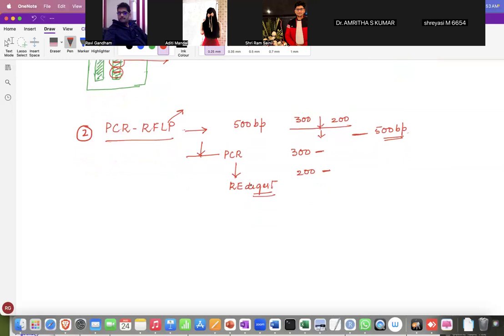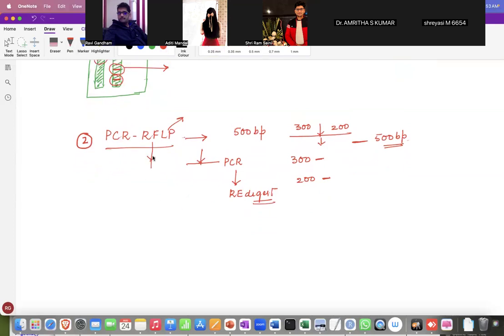Now, the most important thing about PCR RFLP. What I say is, this is a marker that is said to be codominant. Codominant. Now, what does that mean? When you say a marker to be dominant, we'll talk about dominant markers also later on. But first, initially try to understand what is this codominant marker.